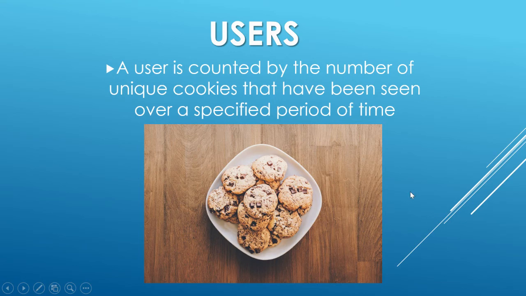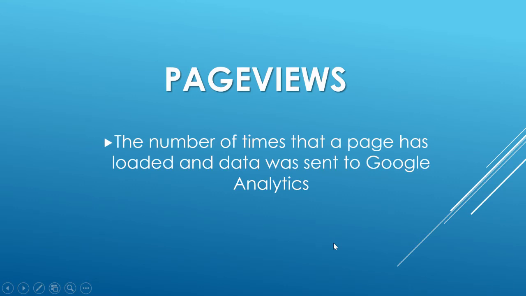Then a user is counted by the number of cookies that have been seen over a specific period of time. So a user can come to your website and look around your website, and it will show how many times that person's actually been cookied in a specific period of time, and this will be counted as a user.